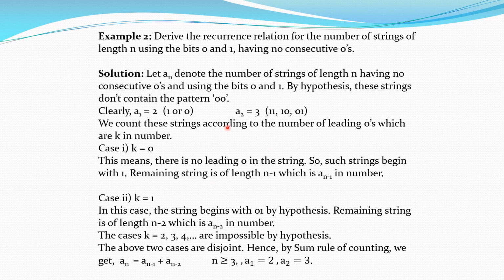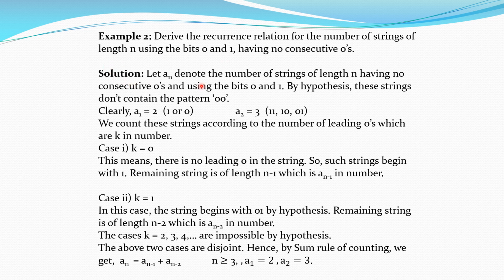Now see the second example. Derive the recurrence relation for the number of strings of length n using the bits 0 and 1 having no consecutive zeros. Now here we have to form the string of length n using the bits 0 and 1. So we cannot use any other digit here, only 0 and 1. But the condition is that there should not be consecutive zeros.